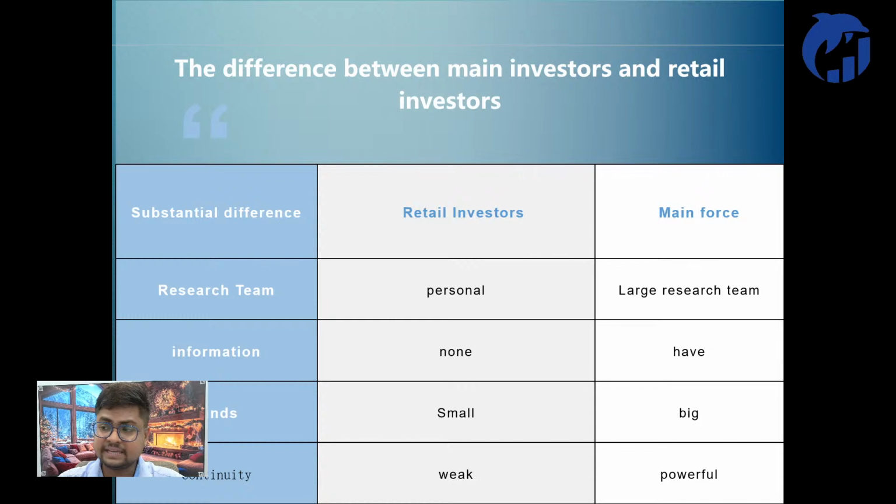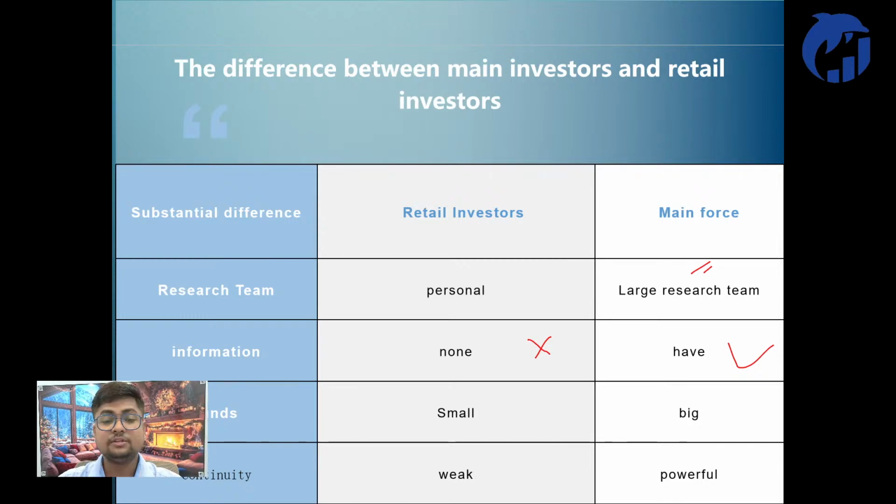For the main force, they have a large research team, which is a very good indication to enter the market. Talking about information, there is no information for the retail investors which they can use to get into the market. But for the main force, we see they have the information to enter the market, right?